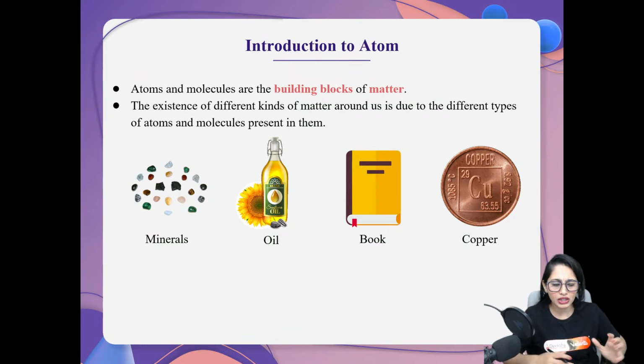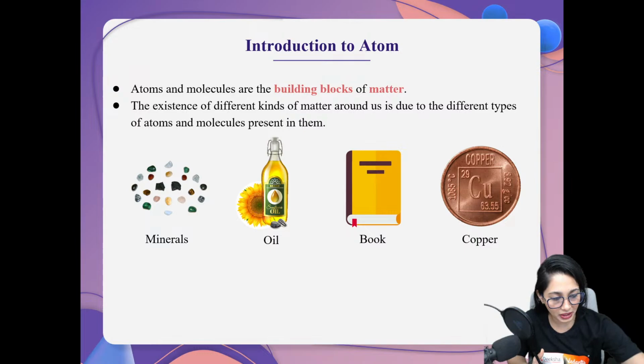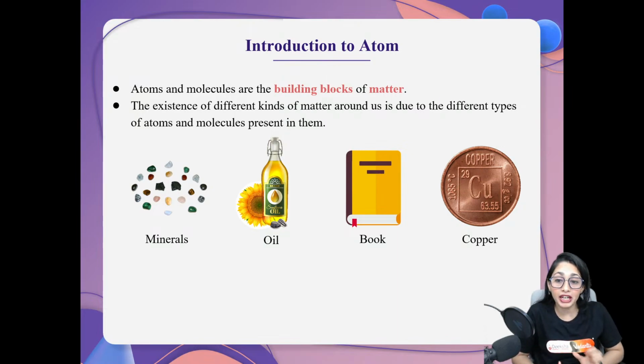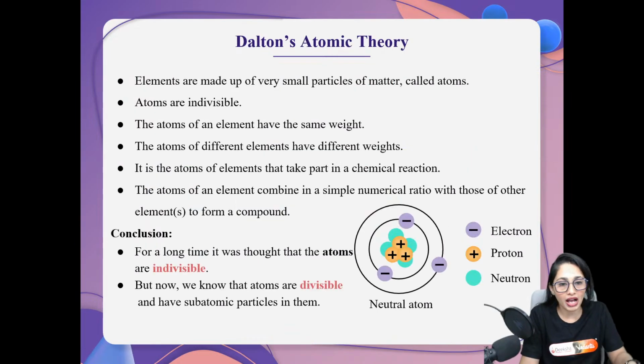So there are so many different things around us, right? I have a spoon here, and I have a tissue paper here, and there are so many things. There are plastics, and there is watermelon. See here, there are so many things. All these things have different properties. Why? Because they are made up of different types of atoms and molecules. That is why. So we see minerals, oil, book, copper. All of these things are matter because they occupy some space, and they have some mass.